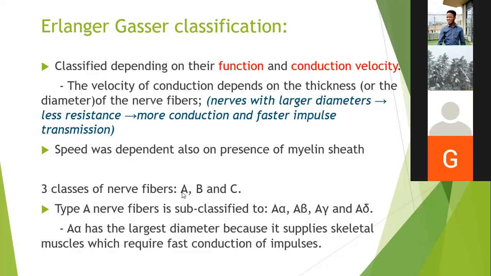So if we look at these A and B, these have myelinated fibers, while the C do not have myelinated fibers. So if you look at the speed of conduction, if you look at the A fibers, they have the largest diameter and they have myelination. For that reason, they are very, very fast. On the other hand, the C fiber, just hold on.